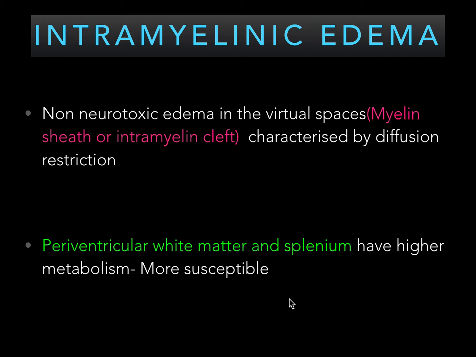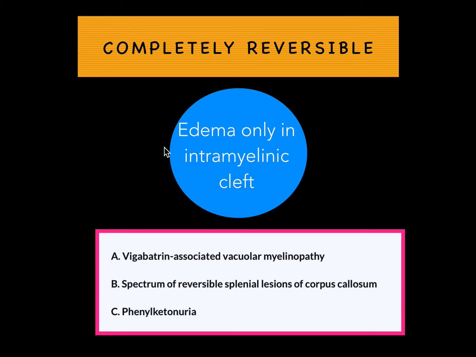So what is intramyelinic edema? It is a non-neurotoxic edema in the virtual space, that is the myelin sheath or intramyelin cleft, which is characterized on imaging by diffusion restriction. The periventricular white matter and the splenium have a higher metabolism, hence these regions are more susceptible to intramyelinic edema. There are two types: completely reversible, and incompletely or partially reversible. Let us see the completely reversible type, which is edema only in the intramyelinic cleft.